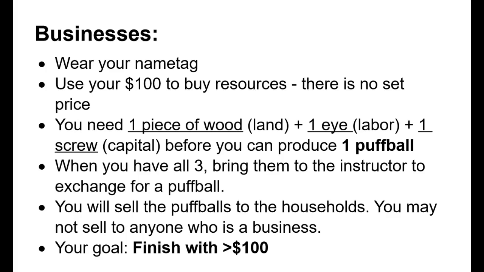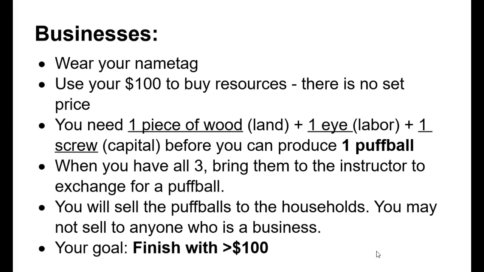Let's look at that one more time. Businesses, you're going to receive a name tag that says business. It's a little sticker, so you need to wear it for the entirety of the class period and the activity. You're going to use your $100 that you're given to buy resources. You can buy them from anybody who doesn't have a business name tag. There's no set price, so you'll need to negotiate what you're willing to pay for the resources. Obviously, you want to pay as little as possible so you can buy as many resources as possible.